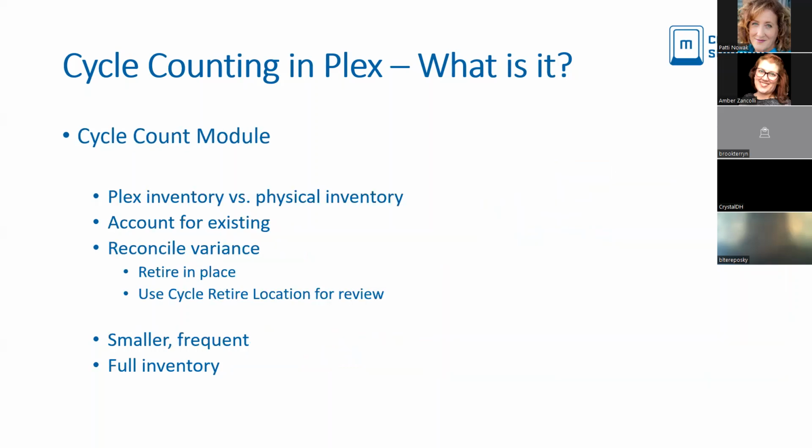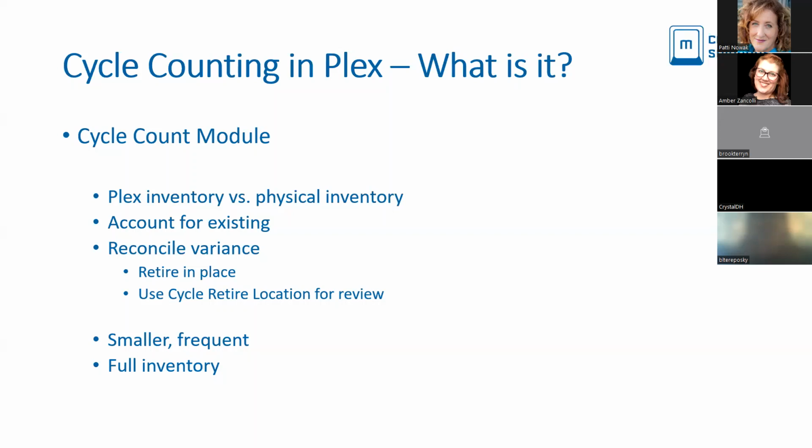In Plex, you use the cycle counts module to compare your Plex inventory, that's all the parts or items and supplies that you receive, produce, or adjust in Plex, to your actual physical inventory. You confirm the inventory that physically exists, and upon completing a count in Plex, Plex synchronizes the two.